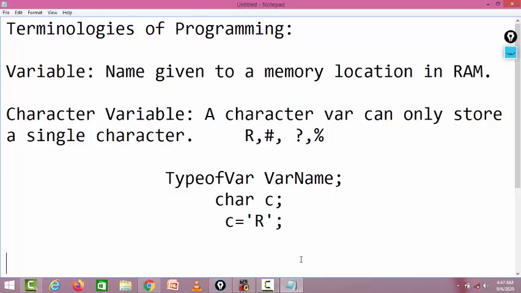So basically, today's topic was regarding the types of data, the types of variables, how we can store our data into programs, what is the use of variables, and all of these.